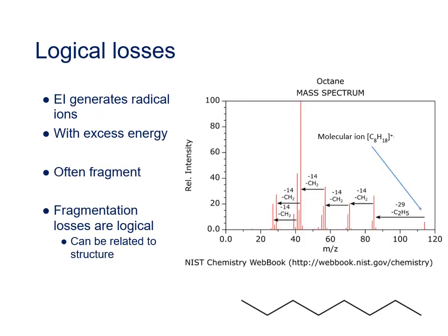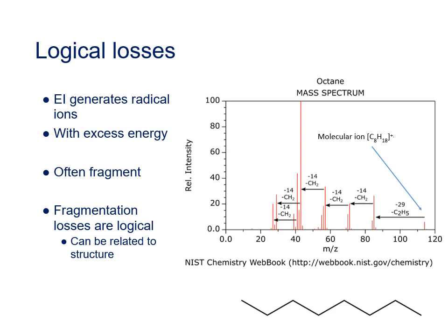Now let's look at the idea of logical losses. EI is a hard ionization source that often produces fragments. But these fragments aren't random, they're related to the structure of the molecule. Interpretation of the spectra from large or complex molecules requires an expert, but you should usually be able to identify at least some fragments that correspond to what you propose as the structure of your molecule.